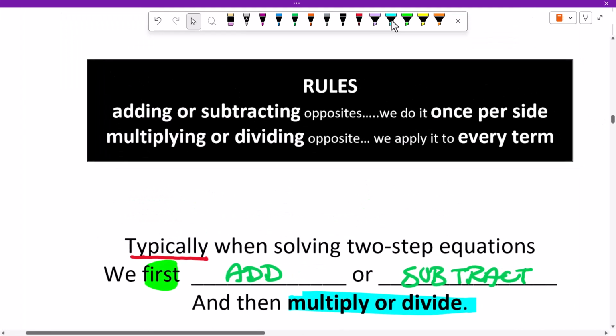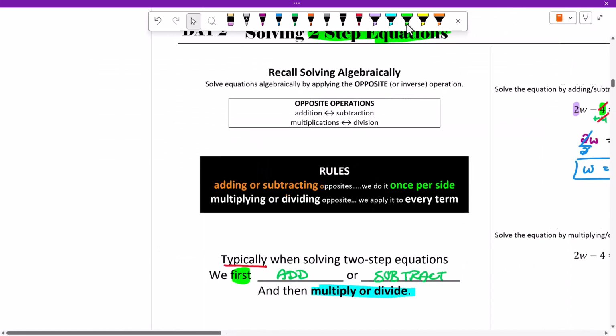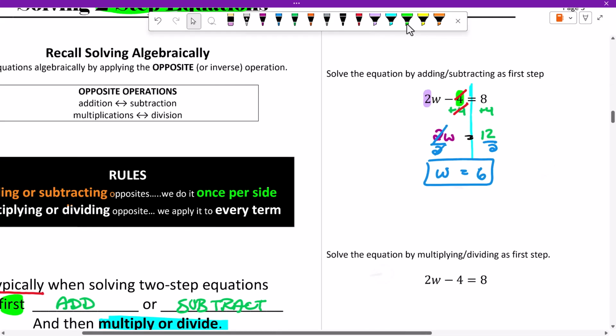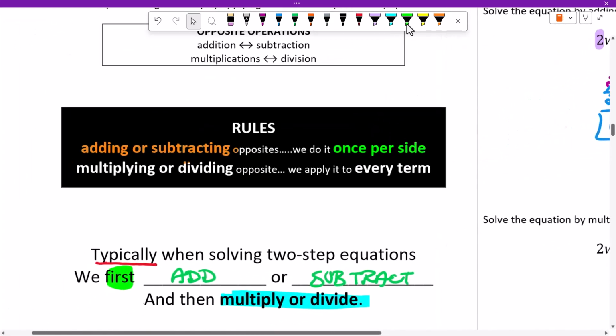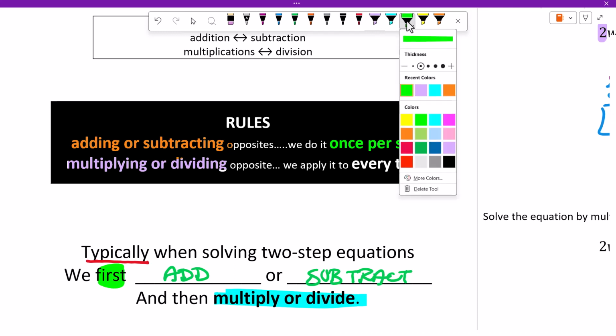If we want to add or subtract, here is a more complete rule. Adding and subtracting, what we do is once per side, just like we just did. Once per side. So add a plus 4 here, and a plus 4 here. We increase this side by 4. We're going to increase this side by 4. Okay? However, multiplying and dividing is slightly different. If you want to multiply or divide, here's the rule.